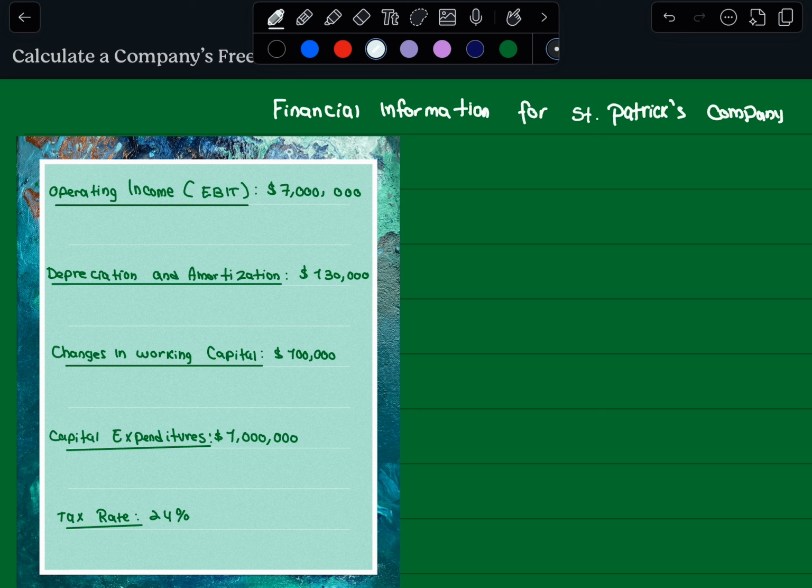Operating income, or earnings before interest and taxes, essentially shows how much money the company made from its regular core operations without considering financial costs such as interest on debt and taxes. This helps us understand how well the company is performing. For our example, we have 7 million as our operating income, or earnings before interest and taxes.